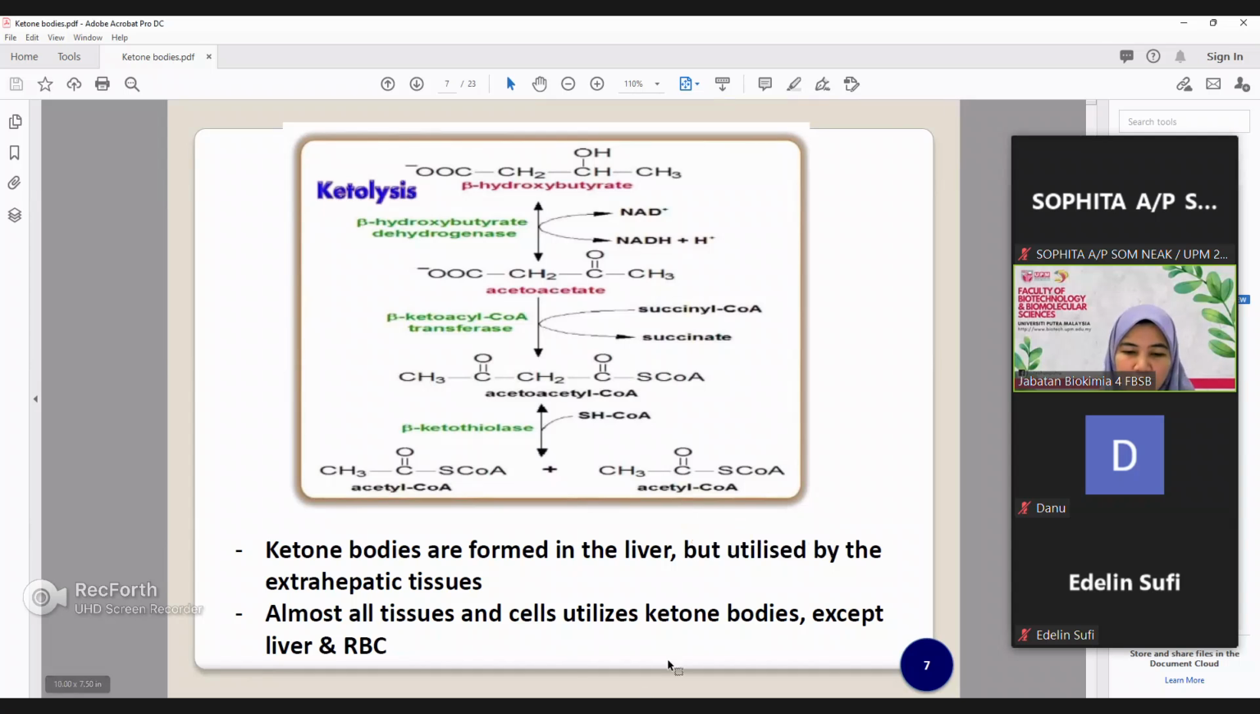Okay, almost all tissues utilize ketone bodies except liver and red blood cells. Why can liver not utilize ketone bodies? Why can red blood cells not utilize ketone bodies? Even though we know that liver is the primary site for ketone bodies production, why can liver not utilize ketone bodies? Anyone? Tahu tak?